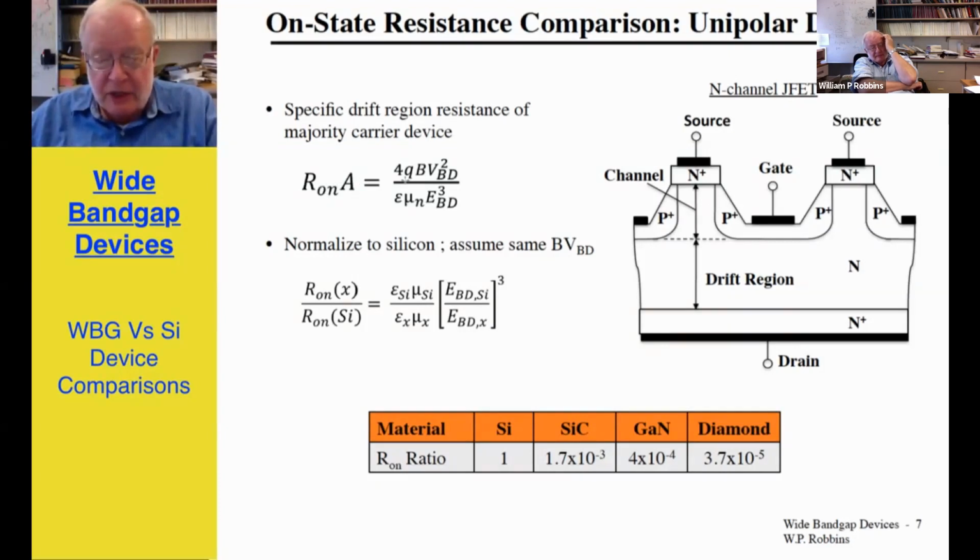And if the drift region is the dominant factor in on-state losses, it's fairly simple to show that an approximate formula for the on-state resistance is given by this formula. It's proportional to the square of the breakdown rating and divided by the cube of the breakdown field strength.